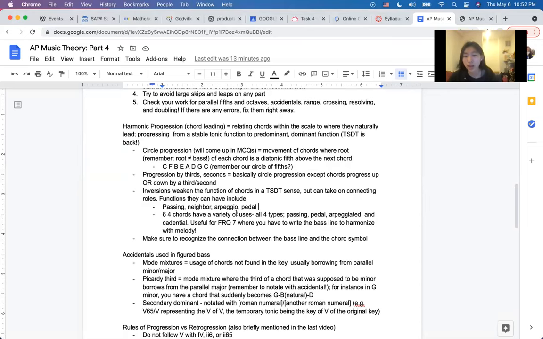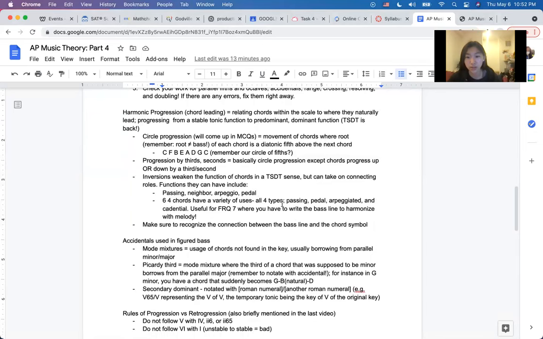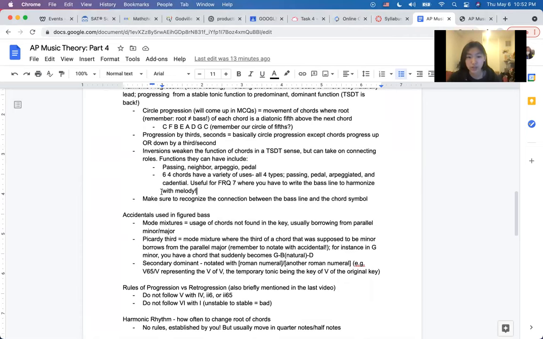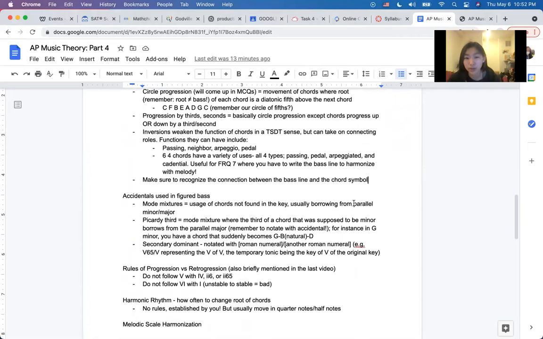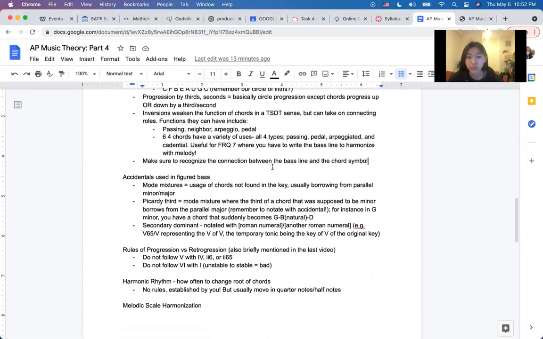6/4 chords actually have a whole lot of uses, including all of these, but you want to be careful with it because even though it's quite useful, it's also quite easy to mess up in free response question 7. So unless you know exactly what you're using it for, I would actually recommend that you avoid it somewhat. You also want to make sure to recognize the connection between the bass line and the chord symbol. That will help you greatly when you're composing.